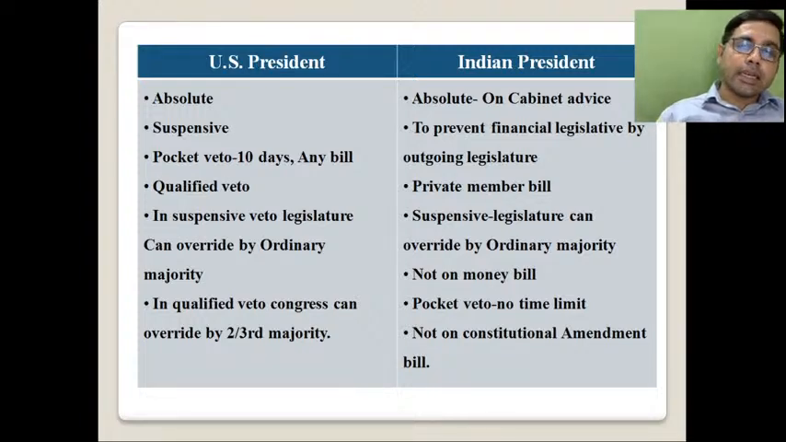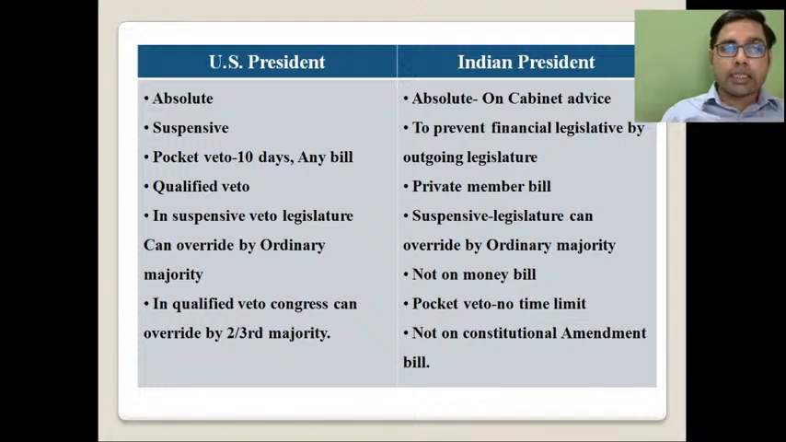Then the Indian president can also send back that bill for one more reconsideration of parliament. So he is sending the bill for one more reconsideration of parliament. But after such reconsideration, if parliament sends back that bill without taking into consideration the objections raised by the Indian president, they require only an ordinary majority. With an ordinary majority, they can override those objections, those suggestions which were raised by the president.